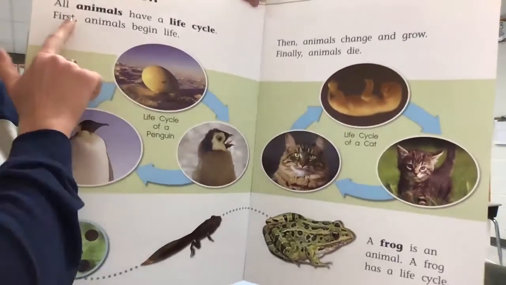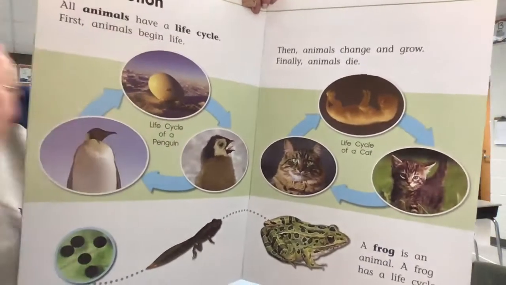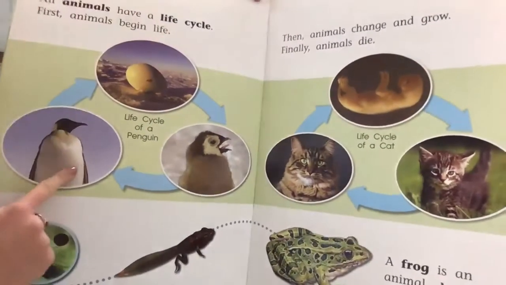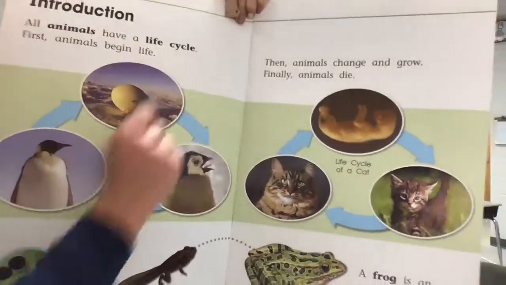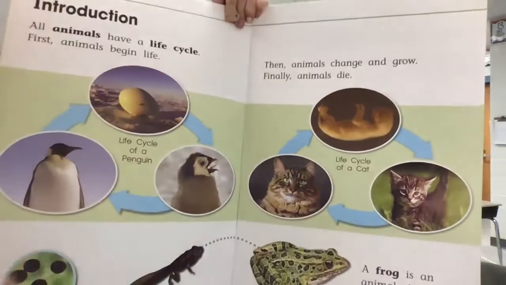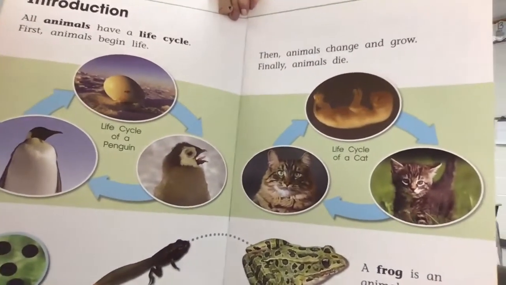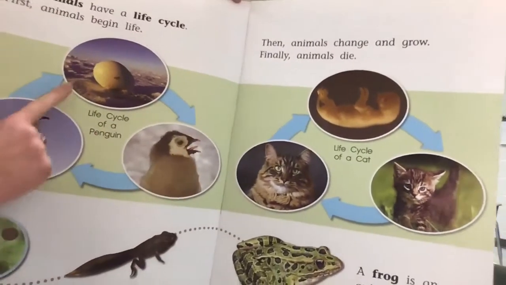So I heard the word first in there. That's our signal word, knowing that this is the beginning of a sequence as a reader. So it says first animals begin life. Then animals change and grow. Finally, animals die. So they begin life as little babies, then they change and grow, and then they die at the end. So we see some examples of cycles here.